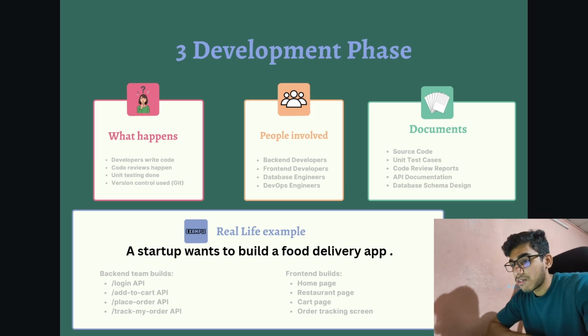Next comes the development phase. This is usually the longest phase, which involves the actual coding. In this one, the developers write code and the code is reviewed, and unit testing is done here. Unit testing is where the components are tested separately, and it involves the backend developers, front-end developers, database engineers, DevOps engineers. Now, the documents involved here are the actual source code which is written. Then unit test cases need to be generated for each module.